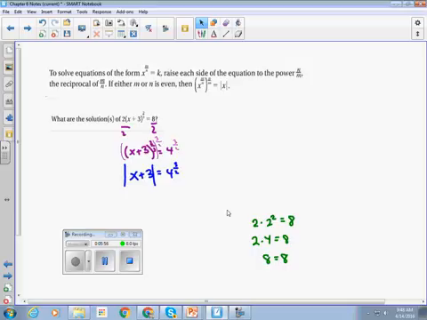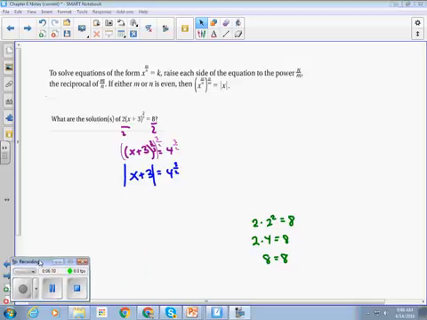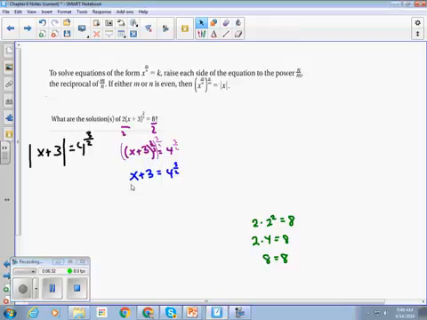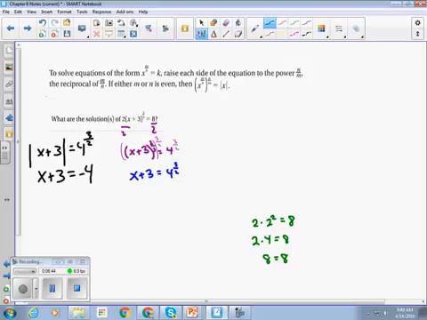So now we have to solve an absolute value equation. And when we do that, we get two different equations. So let me start that over here. The absolute value of x plus 3 equals 4 to the 3/2. So I'm going to get two separate equations. The equation as it stands within the absolute value and the one when it's negative 4 to the 3/2. So let's go ahead and solve this one first.